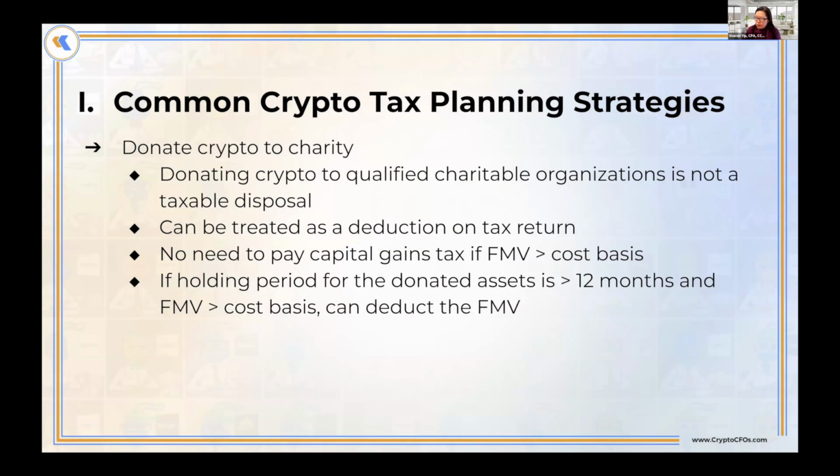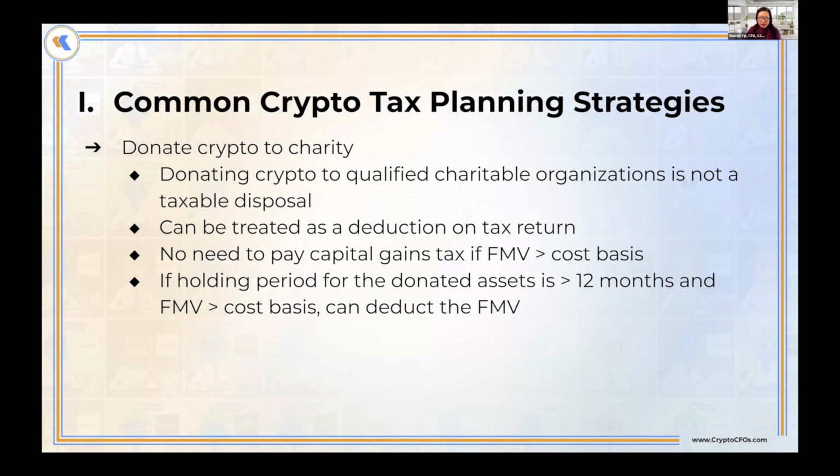All right, so the next tax planning strategy I'm going to talk about is donating crypto to charity. This is a pretty popular strategy. Unlike selling or spending crypto to purchase products or services, donating crypto to charity is not a taxable event, meaning you do not need to recognize or pay taxes on any capital gains.